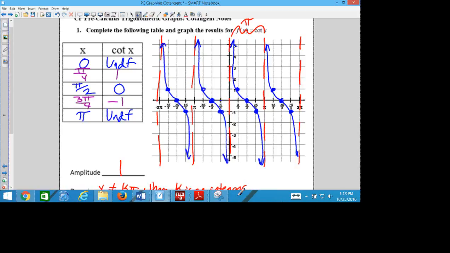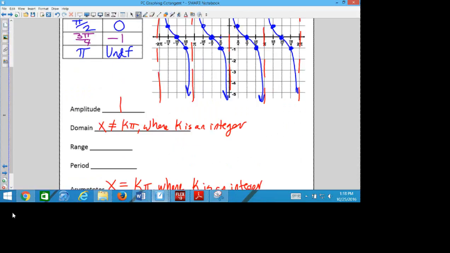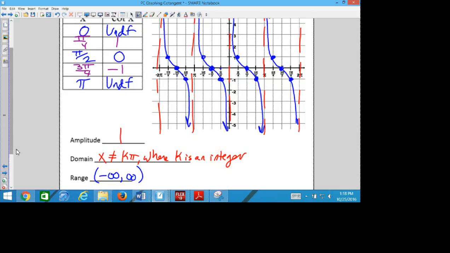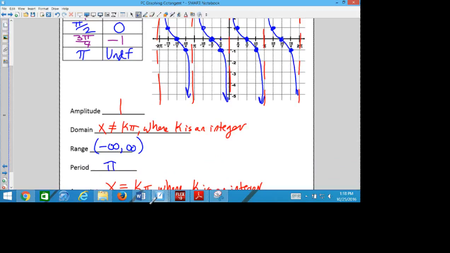So with our range, what is the lowest point? What's the highest point? Negative infinity to positive infinity. And then our period would be, how far is one cycle? You look up here and you see I've drawn 4 of them, 4 of the same thing over and over again. How far apart is one of those? Pi. I didn't give you a formula for period, because I want you to know what it means. I want you to know it's how long is one cycle.